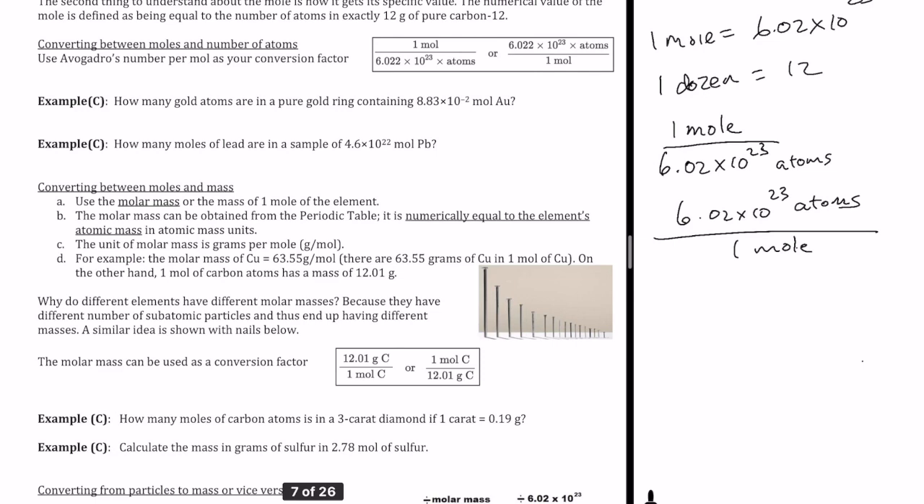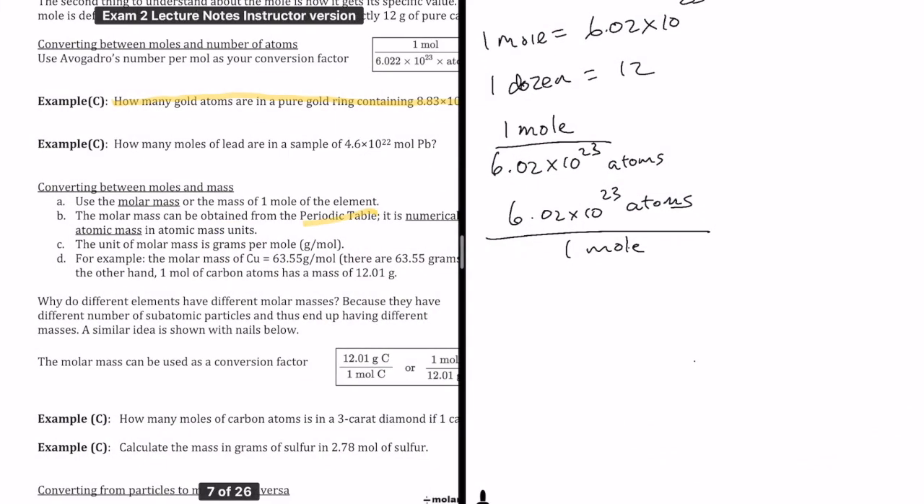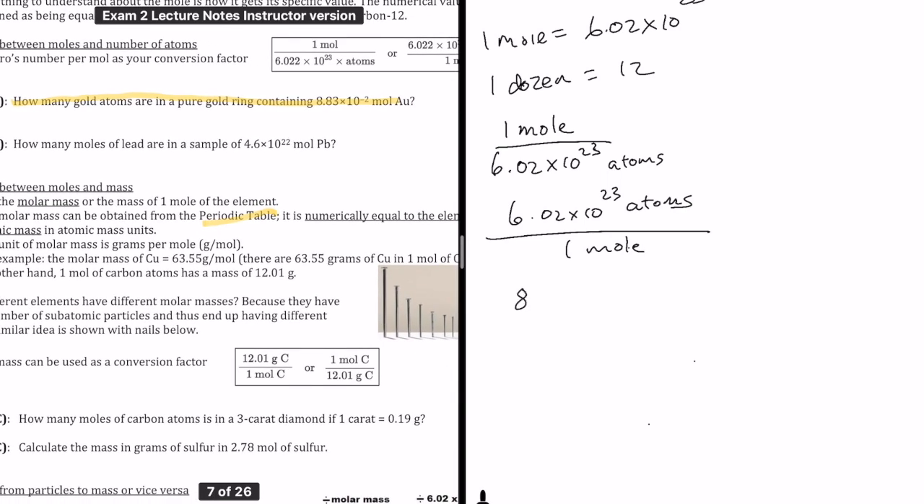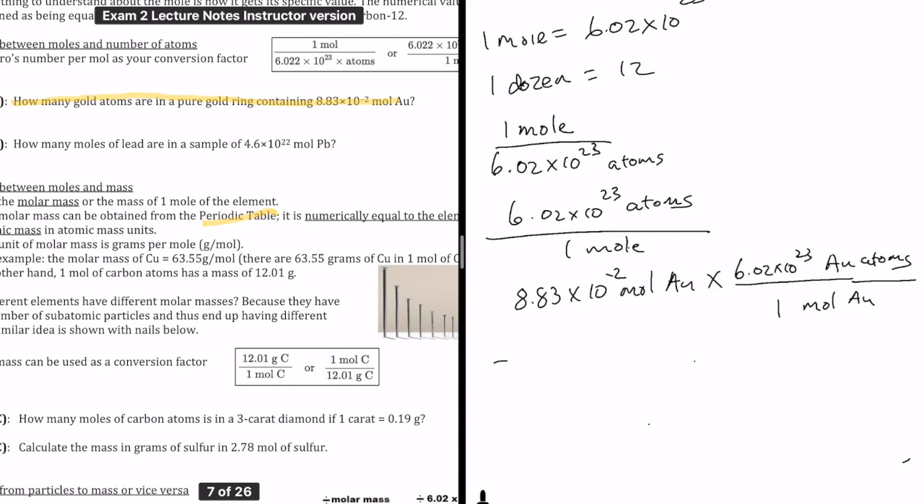So let's take a look at this problem right here. How many gold atoms do I have in a ring that has 8.82 times 10 to the minus 2 moles of gold? All we need to do here is a little calculation with the conversion factor. We're given 8.82 times 10 to the minus 2 mole of gold. To cancel it out, we're going to write mole at the bottom, and in the top we're going to write the number of gold atoms. In this case, 1 mole equals 6.02 times 10 to the 23rd. If I multiply this in my calculator and round to the correct number of significant figures, which is 3 in this case, I should have 5.32 times 10 to the 22.